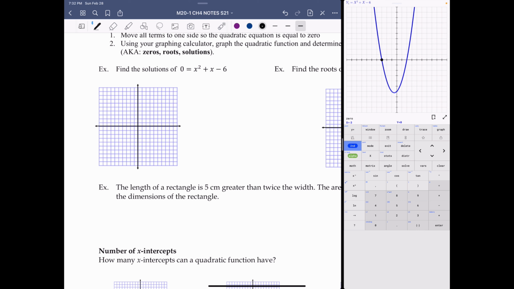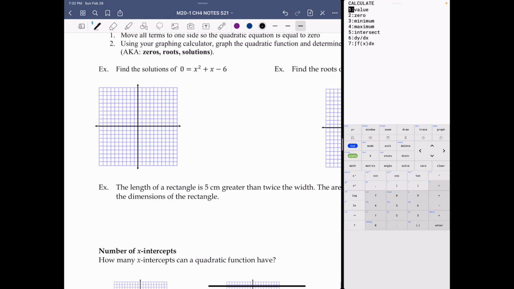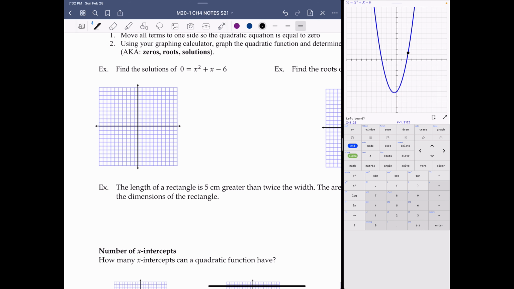Then do the second one, second trace, number 2 again. Left of this x-intercept would be below. Hit enter. Right of that x-intercept would be above. Hit enter again if you need to, and we get x equals 2. So x equals -3 and x equals 2. Those are the solutions for this quadratic equation.